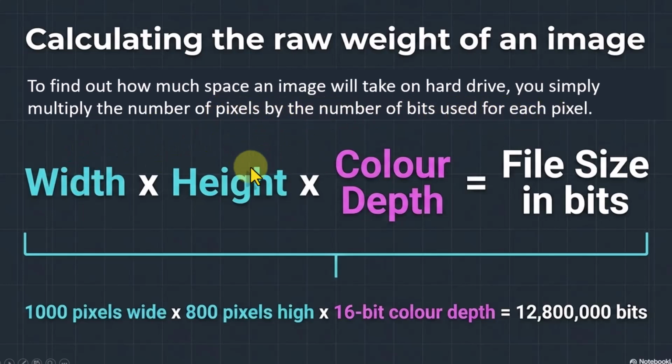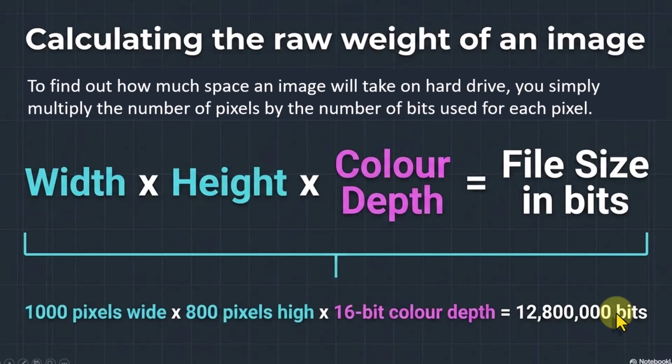So width multiplied by height gives us the total number of pixels, and for each pixel, how many bits do they use? So that is multiplied by color depth. It will give us the file size in bits. So see here, 1000 pixels wide, 800 pixels high, and the color depth is 16-bit. So 1000 multiplied by 800 multiplied by 16 will give us this number here. So this formula gives us the file size in bits.